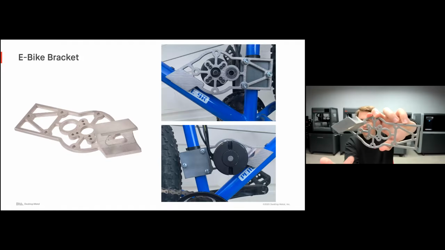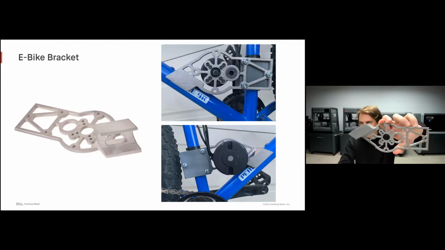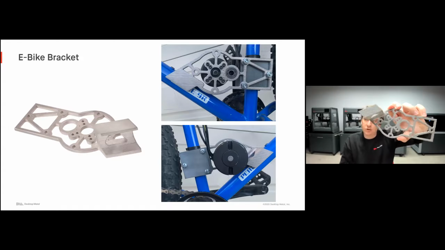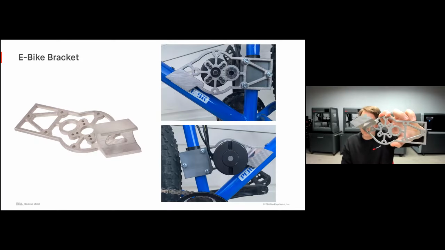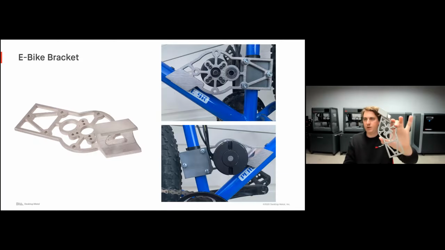If I were to machine this part, I probably would have left all this solid, because increasing the number of cuts is going to increase my costs. But since I'm printing, I can remove all that mass. It actually reduces the print time, reduces the cost of the part, and leads to a lighter, highly optimized component that actually makes this a better e-bike.